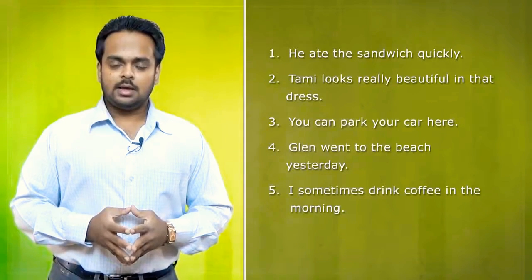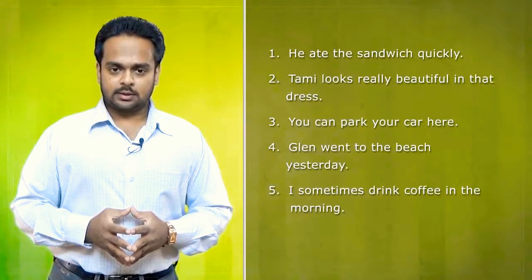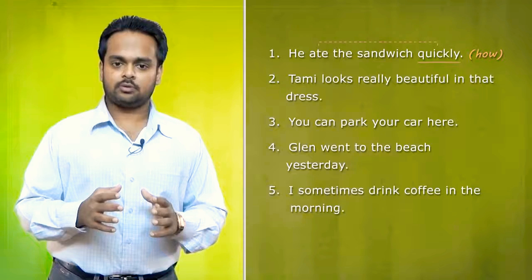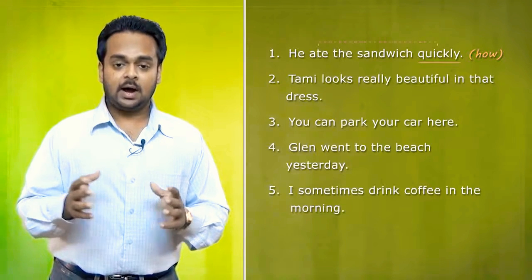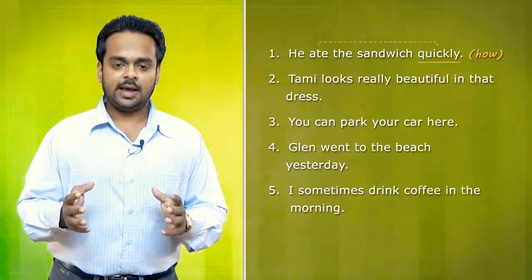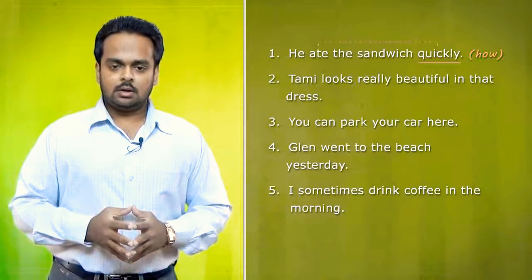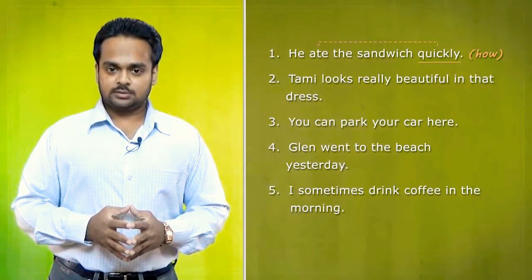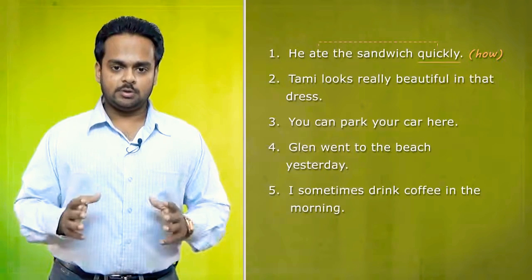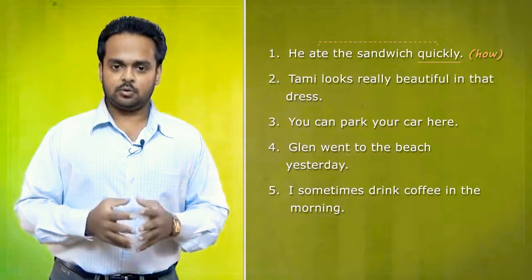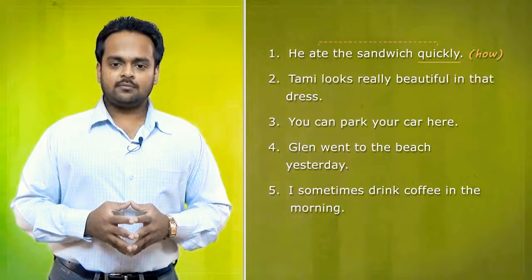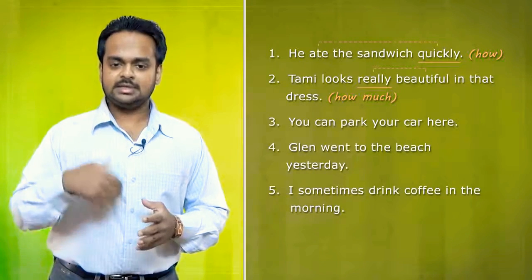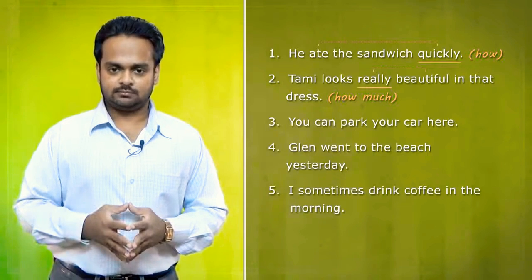In number 1, he ate the sandwich quickly. Quickly is the adverb. It gives information about the verb ate. How did he eat the sandwich? He ate it quickly. In number 2, how beautiful is Tammy in that dress? She is really beautiful. It means very beautiful. So the adverb really modifies the adjective beautiful. That means it gives information about the adjective.